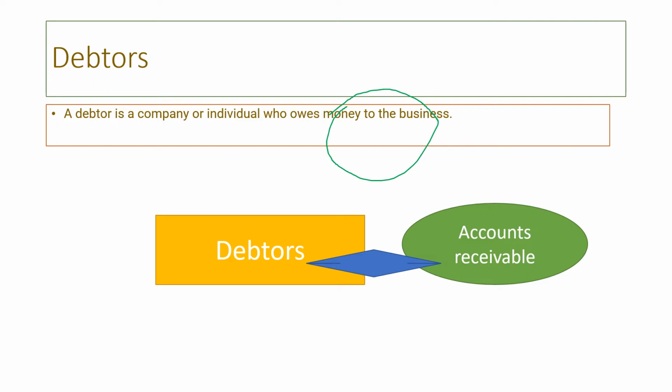Like suppose in the previous example, who was doing the business? Ram. That means here the debtor will be any person or individual who owes money to Ram. Because business over here means any person who is doing the business. Okay, so now let us talk about debtors and accounts receivable. Now debtors and accounts receivable have a very beautiful connection with this.